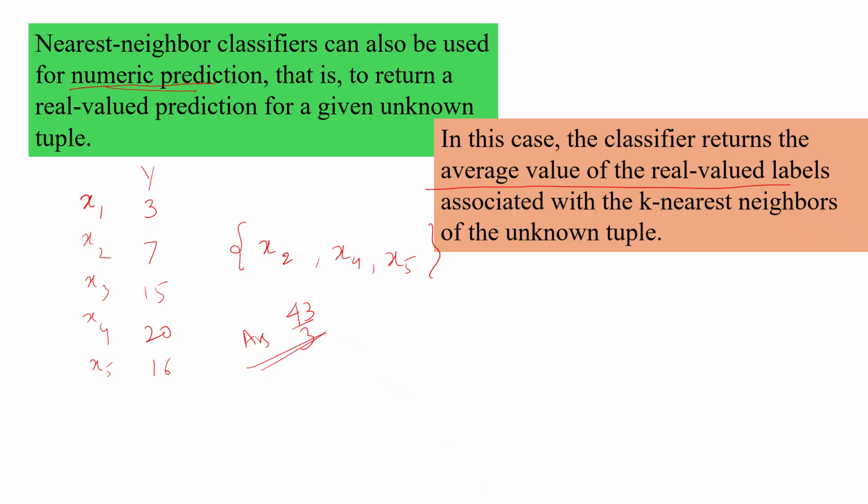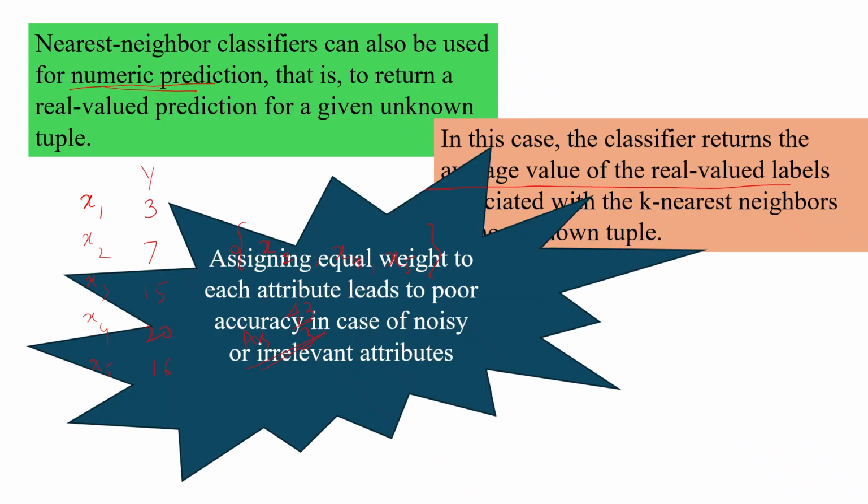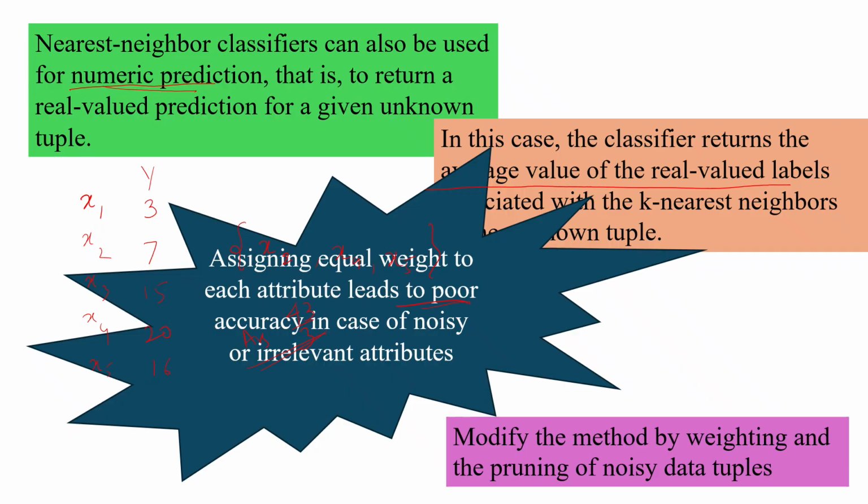So the KNN algorithm can be used for classification and also for real valued prediction. There is one point to be noted: since we are assigning equal weights to each attribute, this may have poor accuracy in case of noisy or irrelevant attributes. Till now we have seen that when we take the average, it is the simple average. So what is to be done? We modify the method by weighting and pruning of noisy data tuples. These are some variations which people have designed so that KNN can be used even in case of irrelevant or noisy attributes.